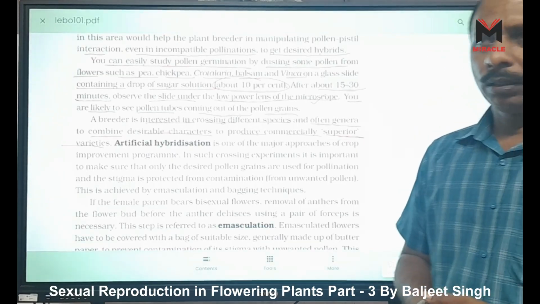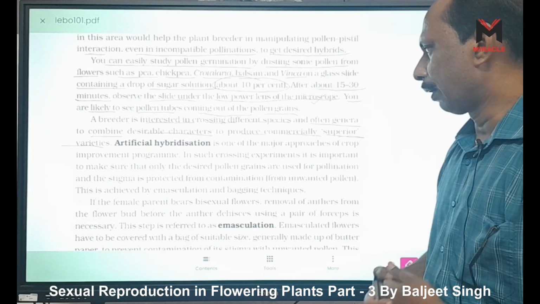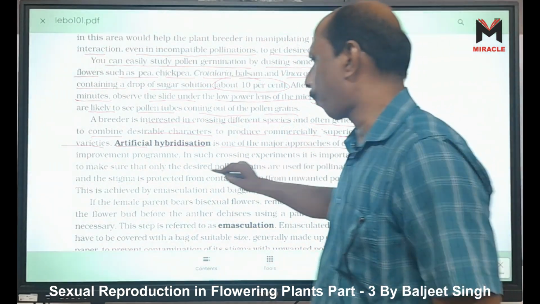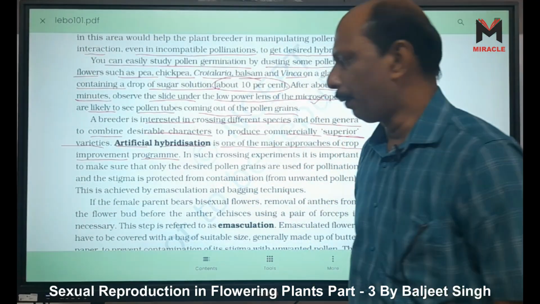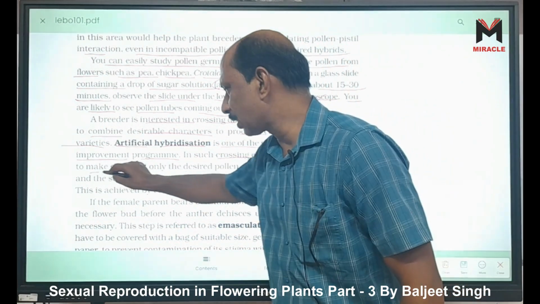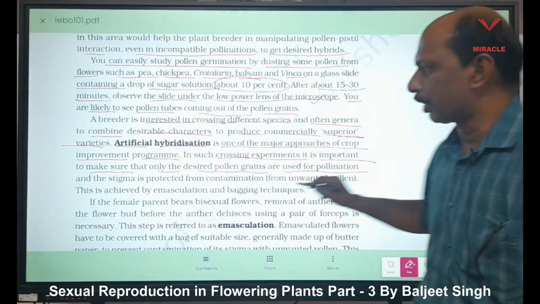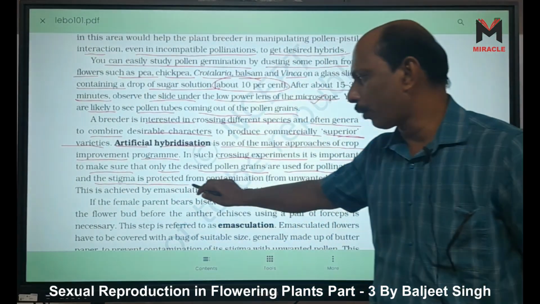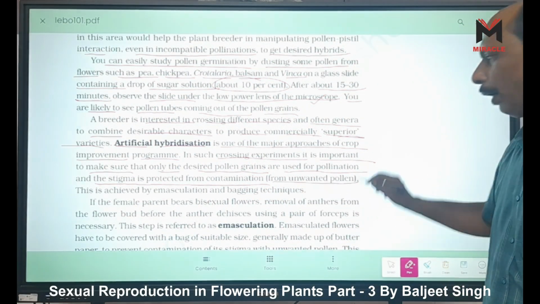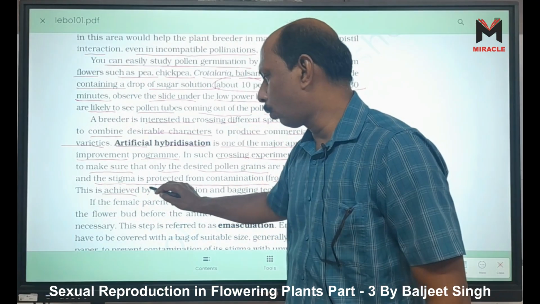That is our next unit, that is hybridization, right? Mendel is there. Artificial hybridization is one of the major approaches of crop improvement program, right? In such crossing experiments, it is important to make sure that only the desired pollen grains are used for pollination and the stigma is protected from contamination, right, from unwanted pollen. And this is achieved by two processes.